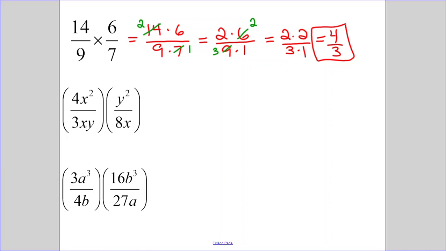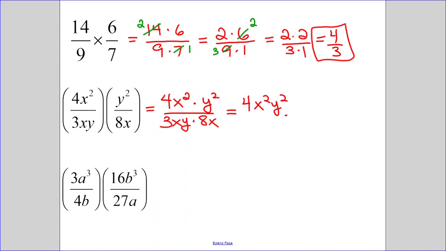So let's take a look at our next one, where we start to have some variables. We have 4x squared times y squared, and we have 3xy times 8x. If I combine everything together here, I'd have 4x squared y squared on the top. I can't do anything with the top. And the bottom part, 3 times 8 gives me 24, and then x times x is x squared, and then there's a y term after that.